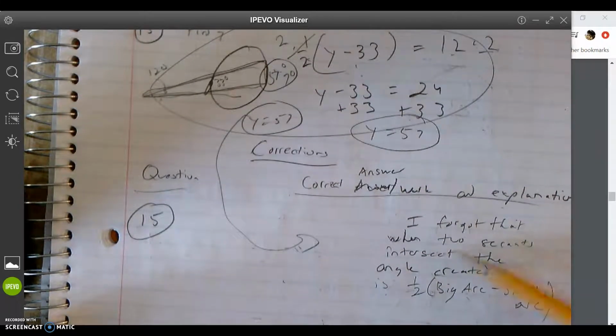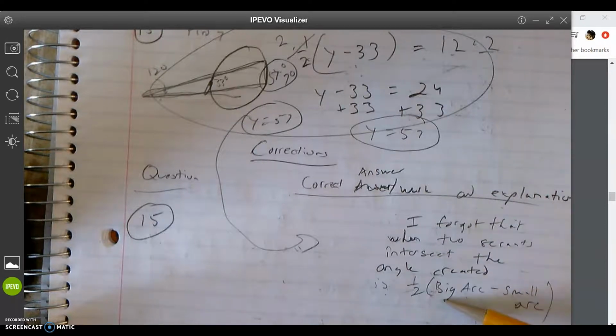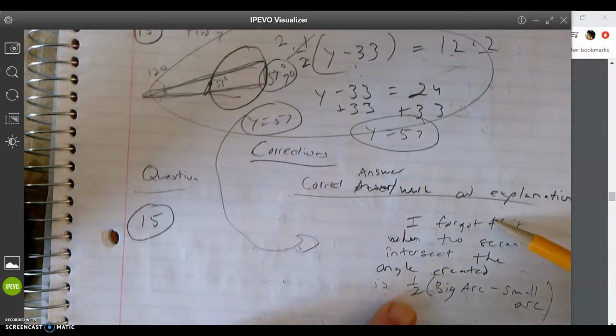Explain what you did wrong. I forgot that when the two secants intersect, the angle created is 1/2 big arc minus small arc. So something that is using the vocabulary and making sure that you have a clear explanation of what you did wrong and a clear understanding.